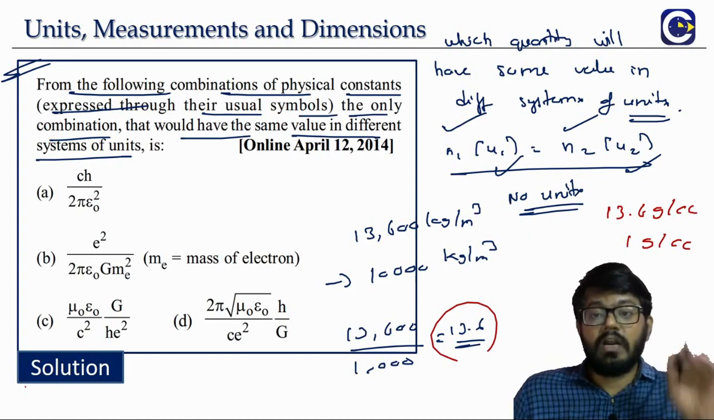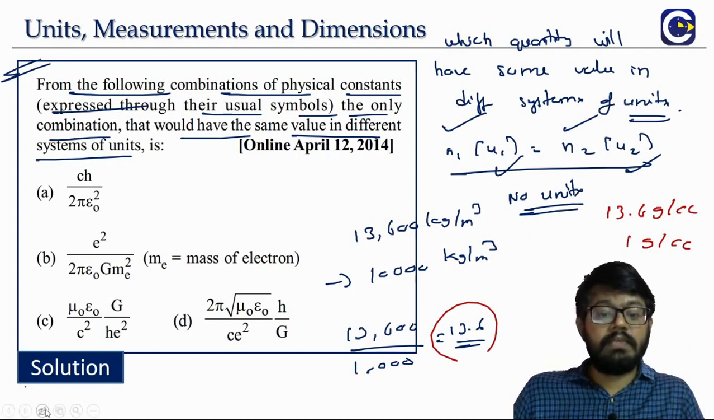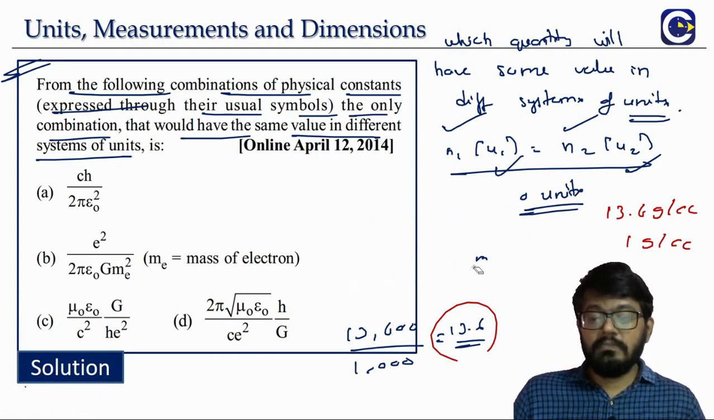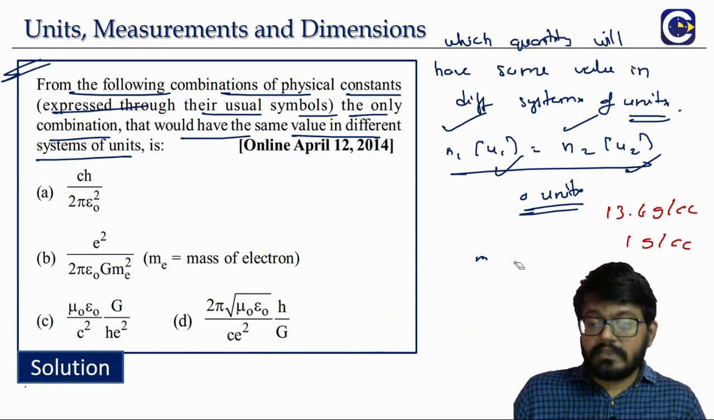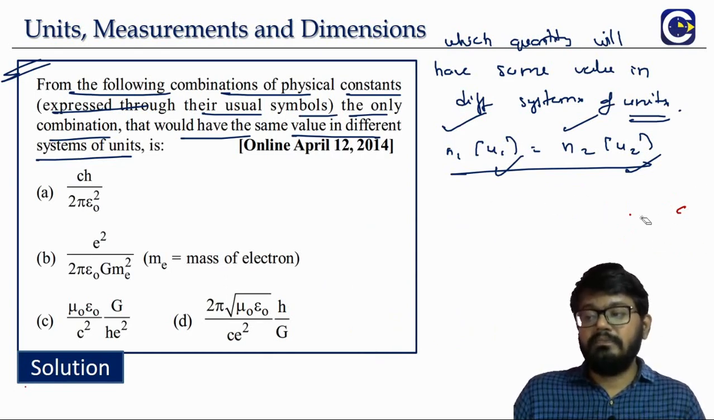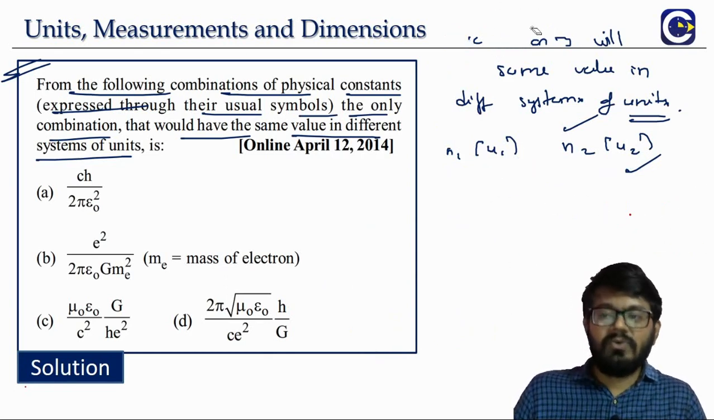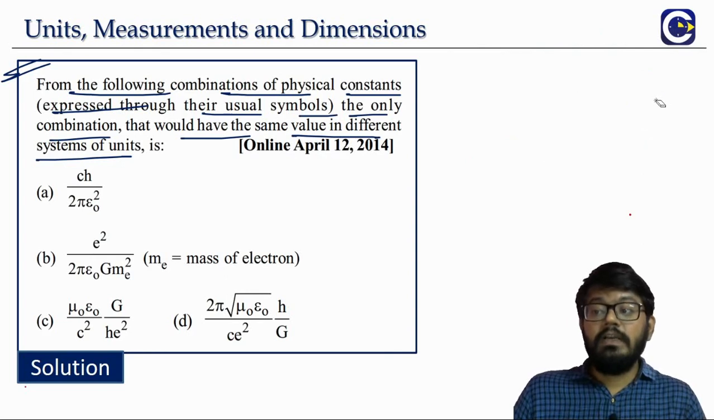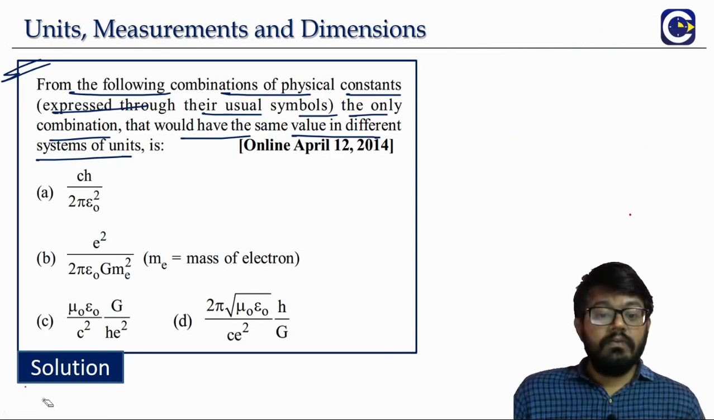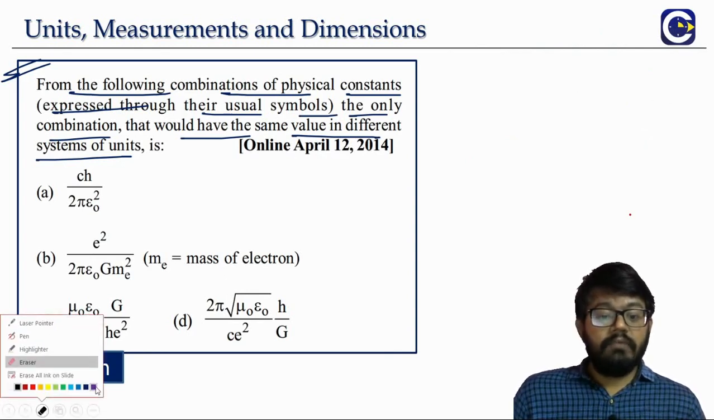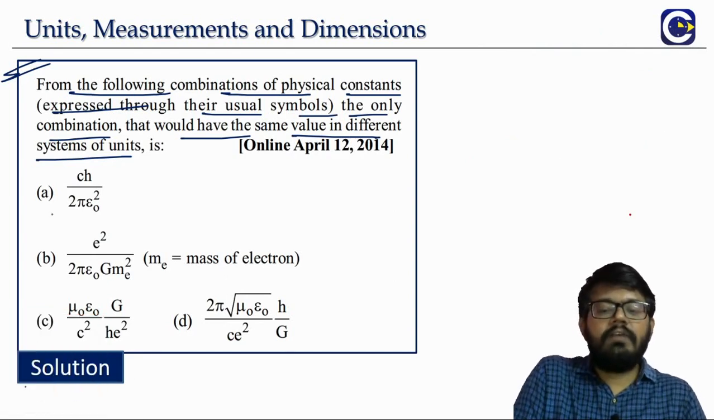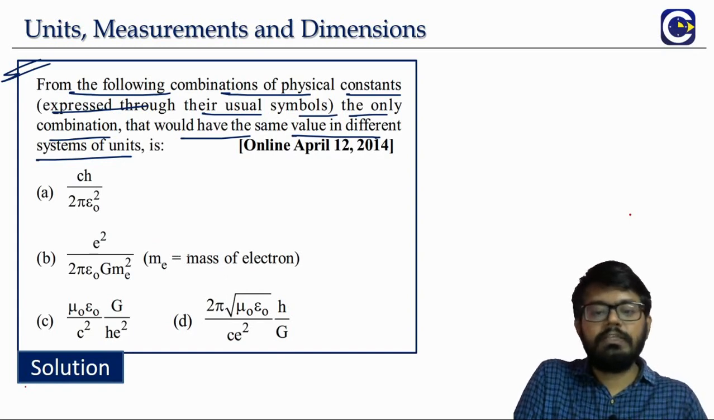So relative density will not have any unit. So the value will remain the same in both systems, whether you say SI system or CGS or any other system for that matter. So that is what they are asking. Which of the expressions, when they give the question, the value will remain the same in different systems of units, means what? Which of them will have no units? That is the question. Now for this, a little bit of understanding of the forces and force expressions will actually help us.